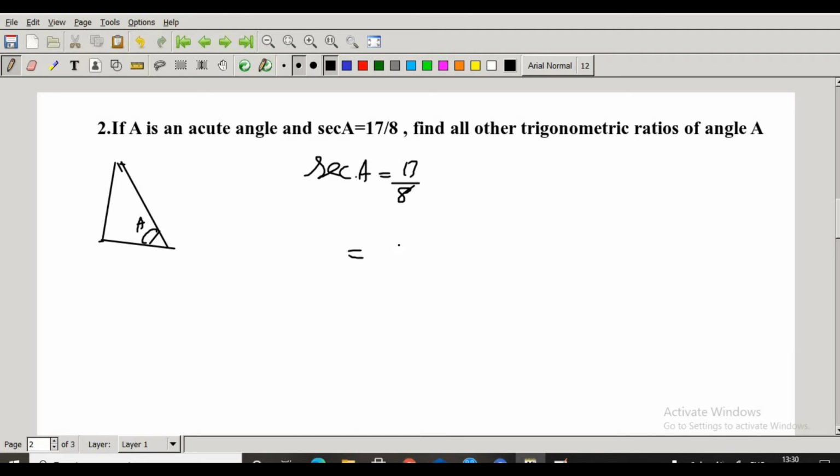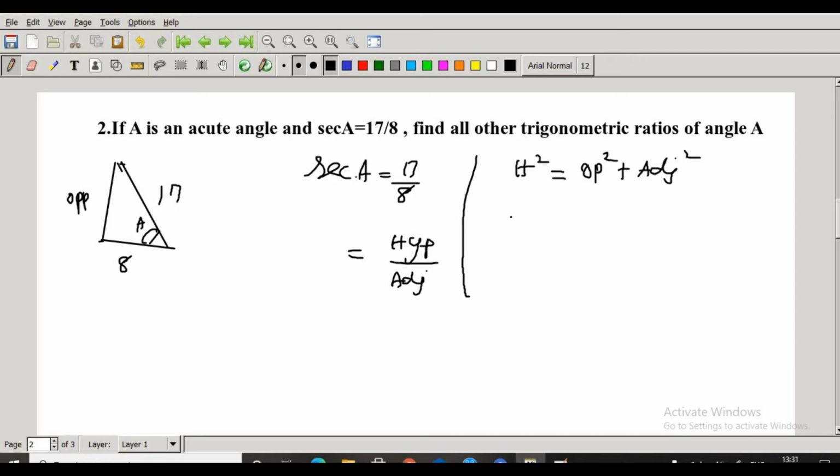The formula for secant A is nothing but hypotenuse divided by adjacent side, so it's simply the inverse of cos. So here hypotenuse is 17 and adjacent side is 8, and we don't know the value of the opposite side. Now I'm going to find it. From Pythagoras theorem, hypotenuse square is equal to opposite square plus adjacent square. So 17 square, which is 289, equals opposite square plus 8 square, which is 64.